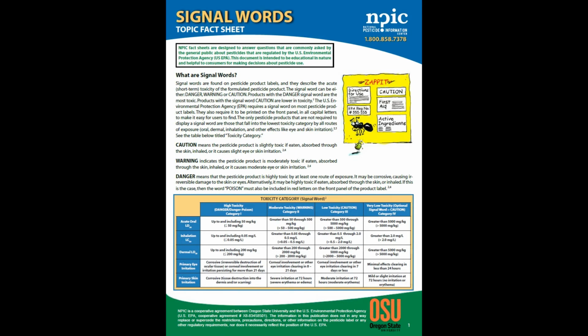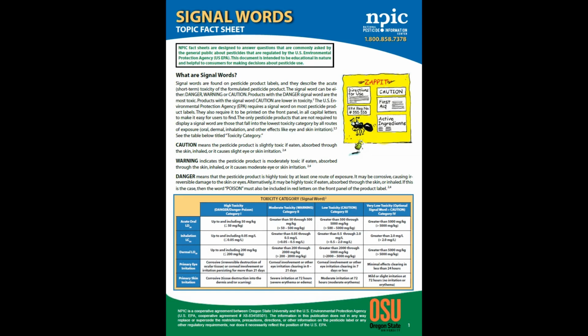Down below we have a rubric entitled the Toxicity Category. On the top we have high toxicity, moderate toxicity, low toxicity, and very low toxicity. High toxicity is danger and danger poison, category 1. Moderate toxicity is warning, category 2. Low toxicity is caution, category 3. Very low toxicity is an optional signal word of caution, category 4. I'm not going to verbalize every single part of this rubric, but I did want to go over the category 1 and category 4 pesticide descriptions to show the vast difference between the two.